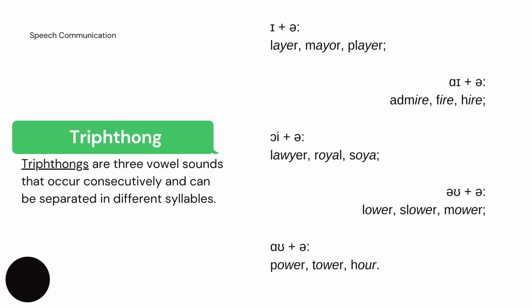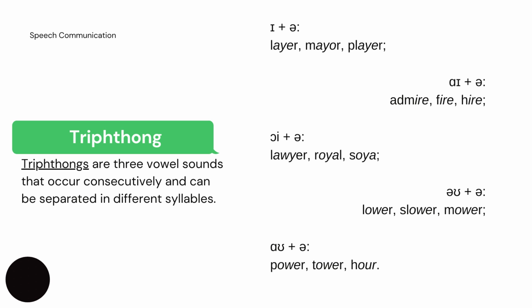So, notice when you pronounce it, layer. There are three vowel sounds that we are pronouncing every time we utter this word. Layer, E-I, and then the schwa sound. Layer, mayor, and then player, right? So we have the symbol EI and the schwa sound. Aside from that, we also have the AI plus the schwa sound. For example, admire. So AI and then the schwa sound. Next, fire, and then higher.